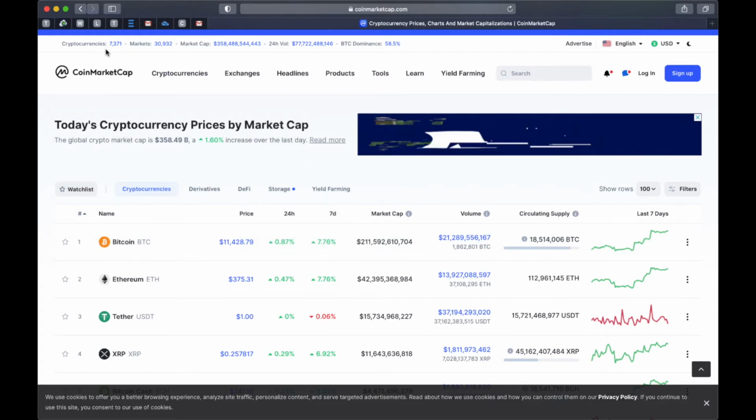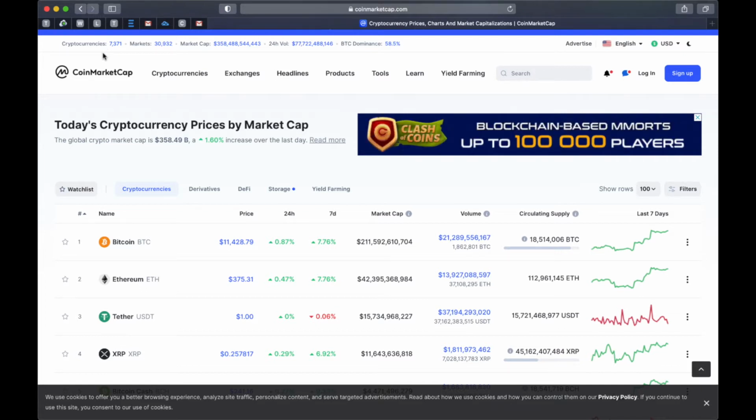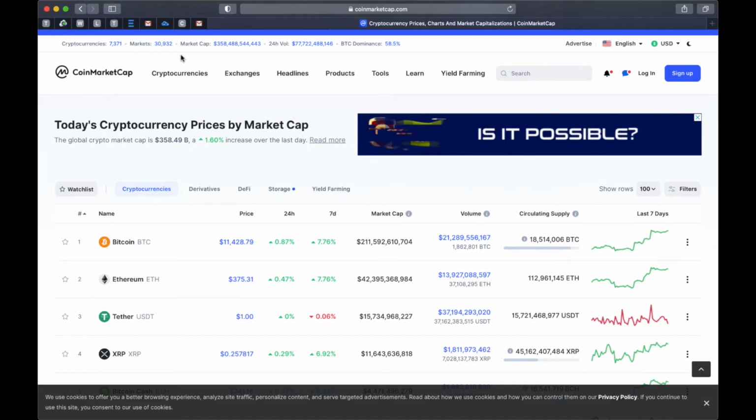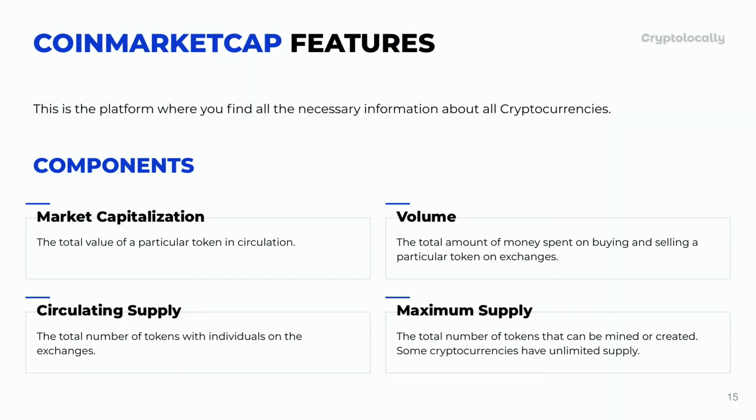And you can see here there are over 7,000 cryptocurrencies in the world, and the total market cap of all the cryptocurrencies that exist in the world, the total value, is $358 billion. So out of that $358 billion, Bitcoin takes more than 50% of the total market cap of all cryptocurrencies in the world. Do you understand? So the total value of Bitcoin is more than half of the total market cap of all cryptos in the world.